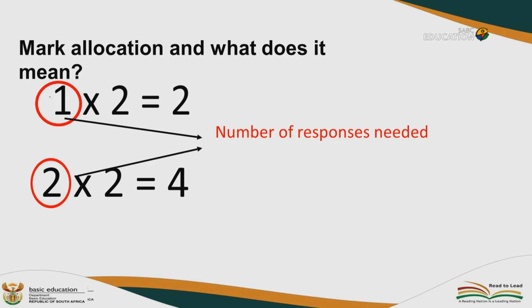It means I must give 2 responses in a form of 1 statement. Here I must give 2 responses in a form of 2 statements, which means here your answer will be just 1 bullet, which will allow you to get 2 marks. Here it will be 2 bullets. Your answer must give 2 bullets. It means 1 for the first mark and another for the second mark for you to get 4 marks.